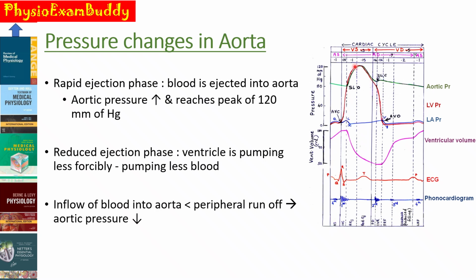the rapid ejection phase. And this will be followed by the reduced ejection phase, where the ventricle will be pumping less forcibly, so pumping less blood. So since the inflow of the blood into the aorta is less than that of the peripheral runoff, the aortic pressure should fall in the reduced ejection phase.